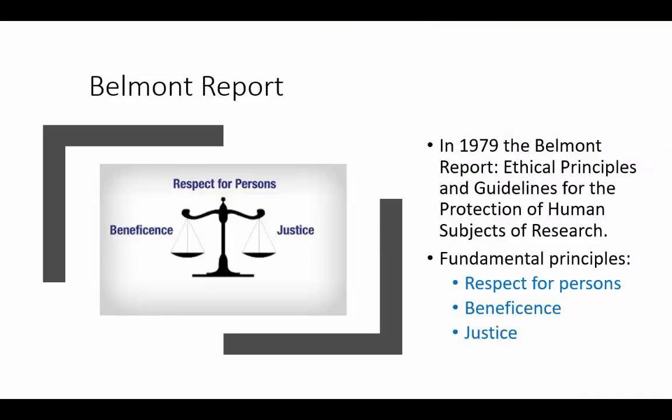The Belmont Report. In 1979, the Belmont Report indicated ethical principles and guidelines for the protection of human subjects of research. The fundamental principles included respect for persons, beneficence, and justice.